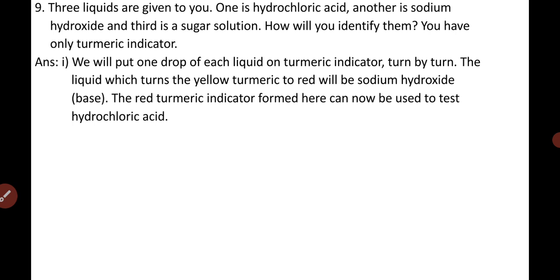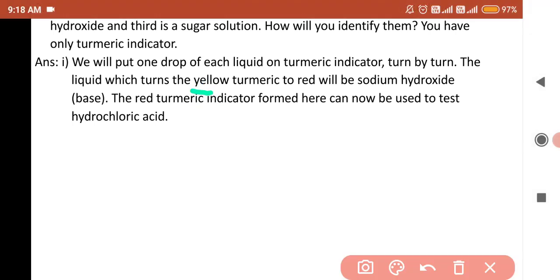The liquid which turns the yellow turmeric to red will be sodium hydroxide. What is the color of turmeric indicator? It is what? Yellow. Understood? The color of turmeric indicator is what? Yellow.